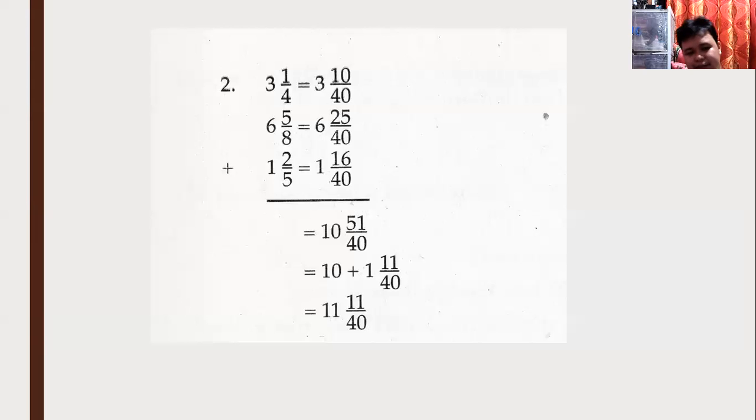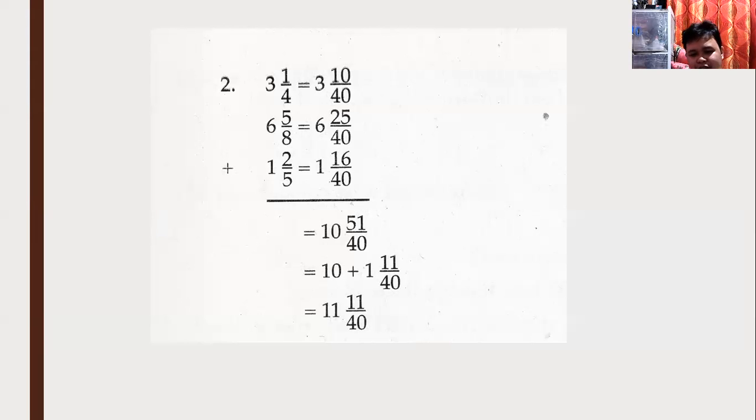So, may isa pa tayong sample. How about 3 and 1/4? Di ba yung dinadagdagan lang natin ng digits? Add lang lahat. 3 and 1/4, 6 and 5/8, 1 and 2/5. Ano yung common denominator dito sa dalawa? Dito sa 3 and 1/4, ang common denominator nila is 10. Dito sa 5, anong common denominator nila? Is 5. So, 5 times 5, 25. 8 times 5 is 40.